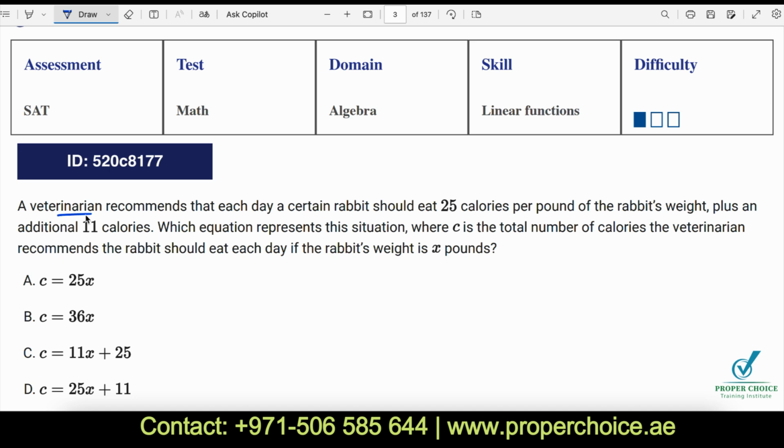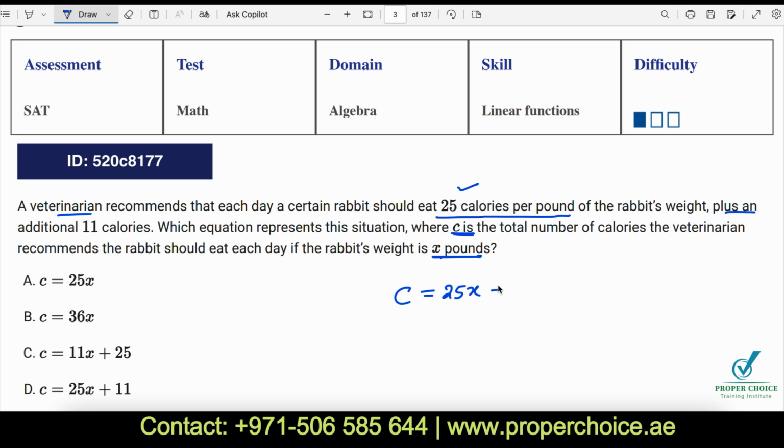A veterinarian recommends that each day a certain rabbit should eat 25 calories per pound of the rabbit's weight plus an additional 11 calories. Which equation represents this situation, where C is the total number of calories the veterinarian recommends the rabbit should eat each day if the rabbit's weight is x pounds? So the condition is each day it should eat 25 calories per pound, for x pounds. What is the total number of calories the rabbit should eat? We can set up an equation, that is C equals 25x. Along with that, it also said plus an additional 11 calories.